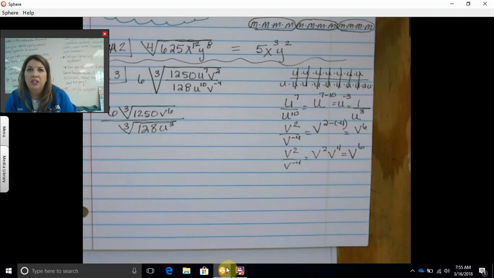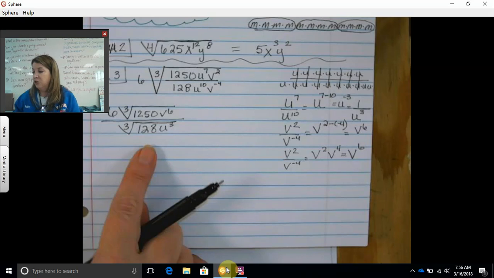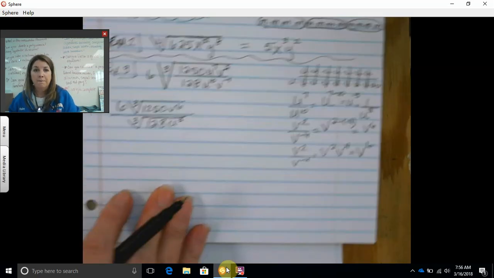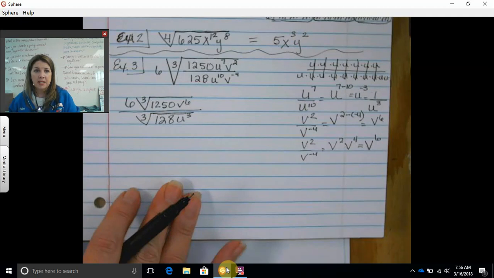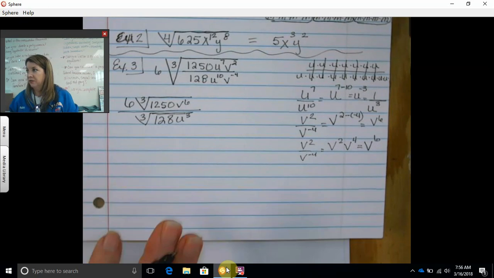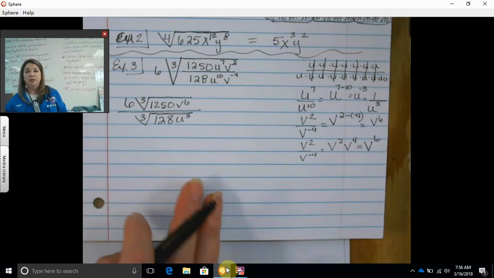I haven't taken the cube root yet. You don't have to rewrite it like this. You could still leave it with one giant radical. But to me, it's less confusing if you make it two separate ones and treat them separately, okay? Is everybody cool so far? Okay, I knew you were.